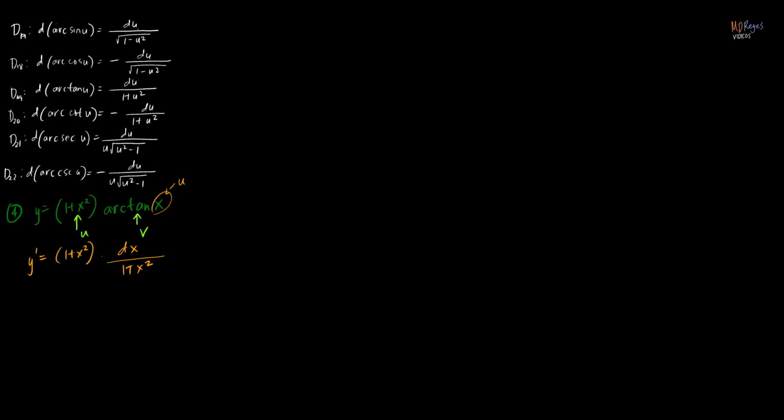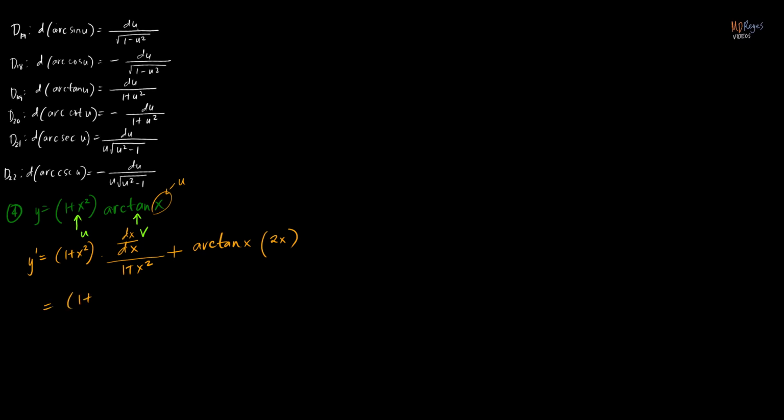Plus. Now take note that we are differentiating with respect to x, so this is dx with respect to x. Plus arctangent of x times the derivative of 1 plus x squared with respect to x also. That's going to give us 2x. The derivative of x with respect to x is just 1.